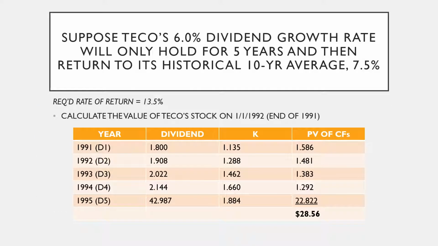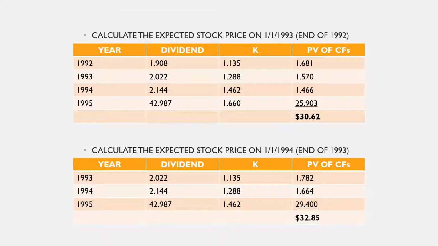Suppose Teco's 6% dividend growth rate will only hold for 5 years and then return to its historical 10-year average of 7.5%. Calculate the value of Teco stock on January 1st, 1992. The value of Teco stock on January 1st, 1992 was calculated as $28.56. We are also to calculate the expected stock price on January 1st, 1993 and January 1st, 1994. The value of Teco stock on January 1st, 1993 was calculated as $30.62, while the value of Teco stock on January 1st, 1994 was calculated as $32.85.